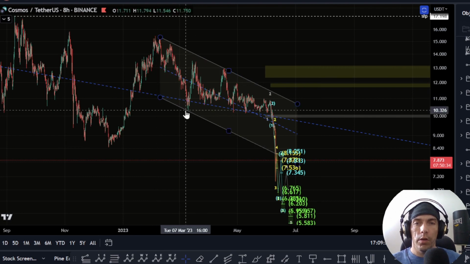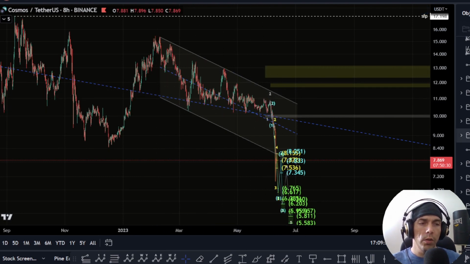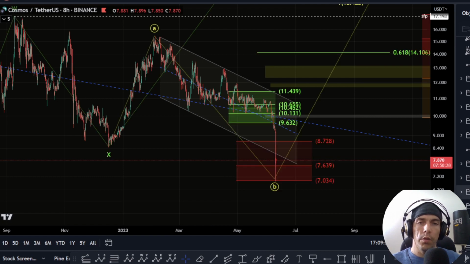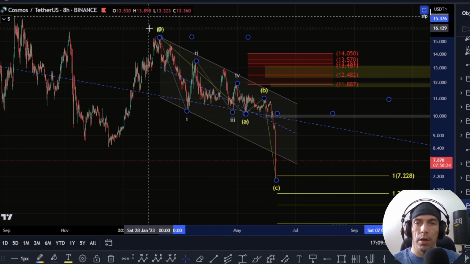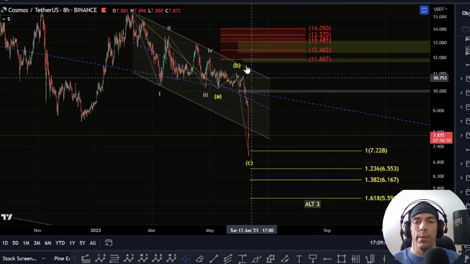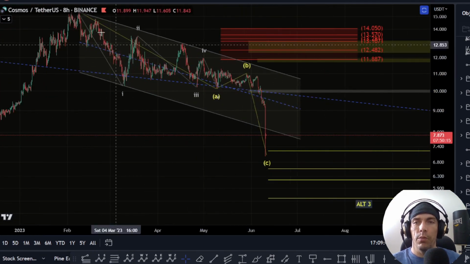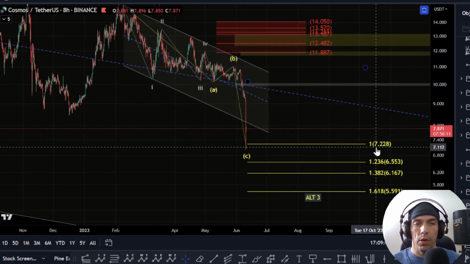So either we could argue this is ABC here, we have a triangle in here, and then we look to break down, or alternatively, like we talked about in the previous video, what we could actually have is something more along these lines, where we count this as 1, 2, 3, 4, and 5 as a diagonal, in which case this is a B wave here, and then potentially we could actually just be looking at this C wave. So if we are looking at this as a diagonal pattern here, we can see that we've only actually just come down to this 1-to-1.